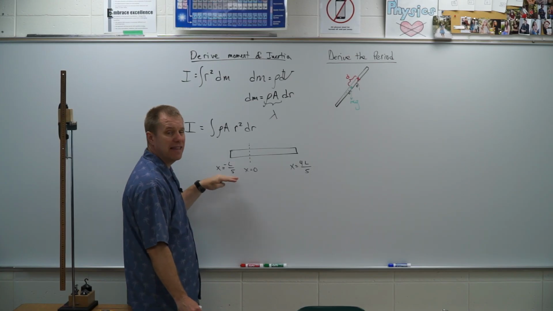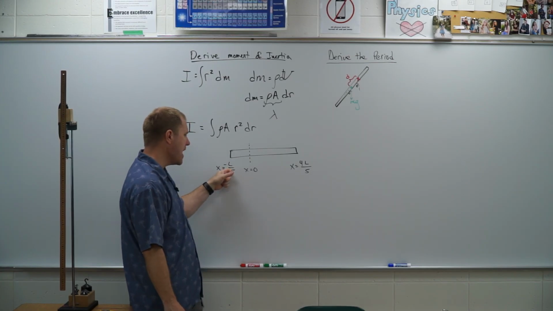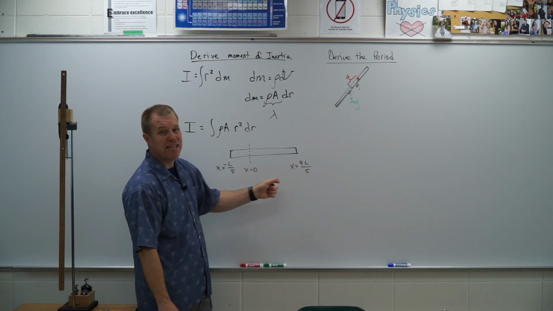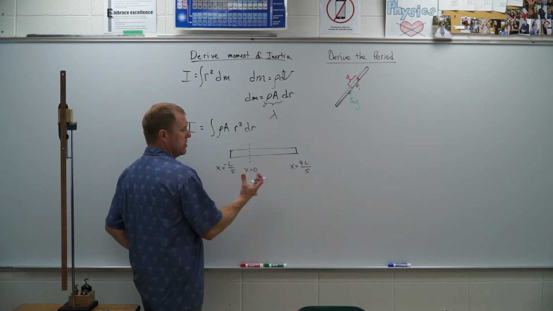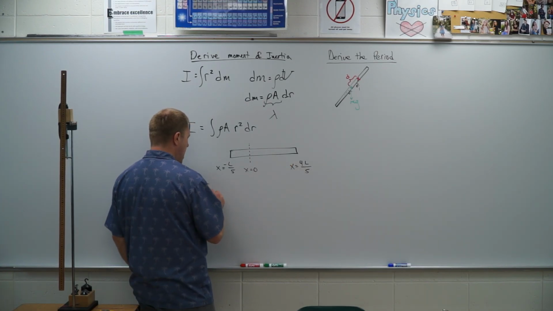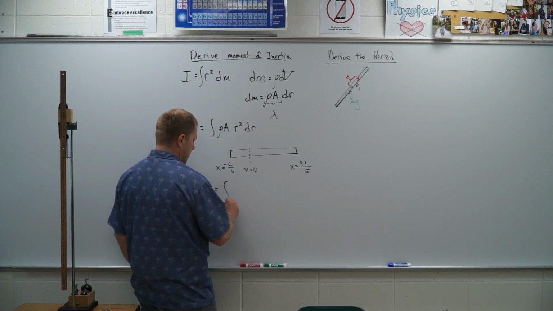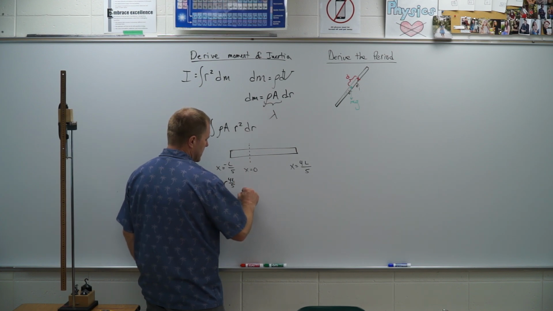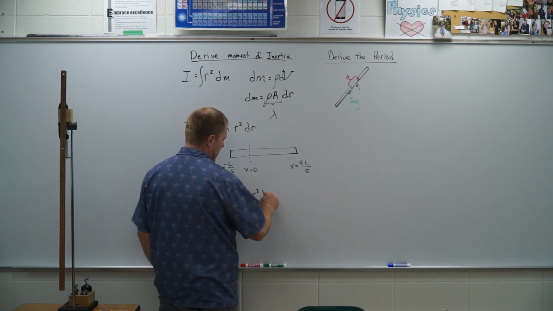For the group that had the 1/3 the length, this would be negative 1/3 and positive 2/3. The math does go easier on that, but I wanted to show this one. So I here is going to be my integral from negative L over 5 to 4L over 5 of density times cross-sectional area times r squared dr.